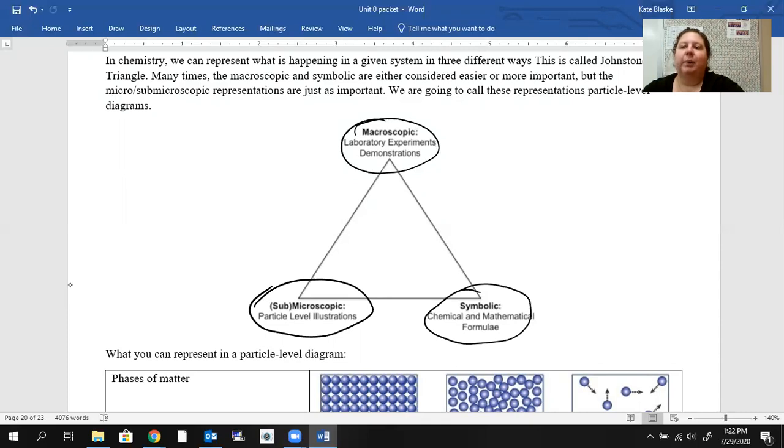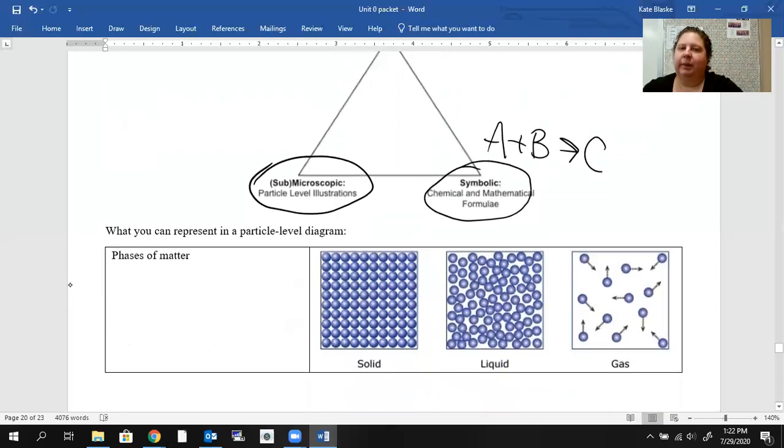So some examples. If we wanted to talk about a particular chemical reaction, for our symbolic, we could say A plus B makes C. For our macroscopic, we could actually do that reaction. We could take a beaker of A and a beaker of B and mix them together and see what happens. This could be our observations. Are there bubbles? Are there color changes? What state of matter are they? All that sort of thing. But the sub-microscopic or the particle level is actually showing how do A and B come together to form C. And so that's really what we're going to talk about today.